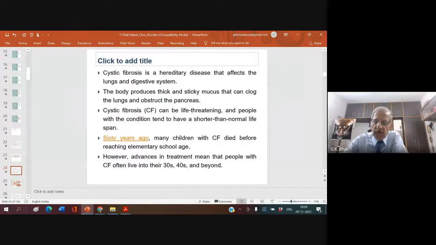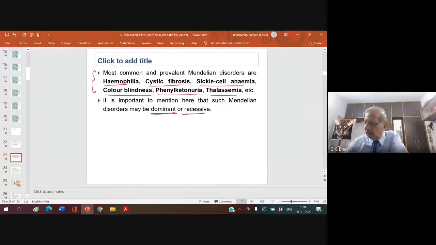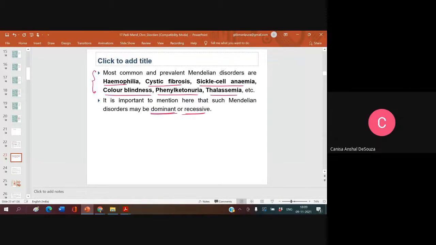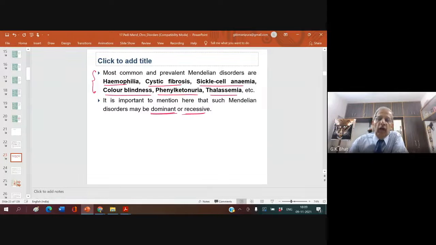Cystic fibrosis. Now, Mendelian disorders, how can it be by a dominant allele? Why not? I will show you. There is one disorder called Huntington's chorea.